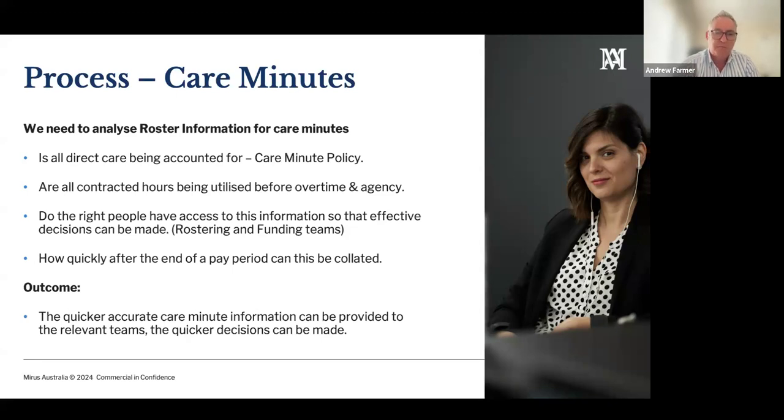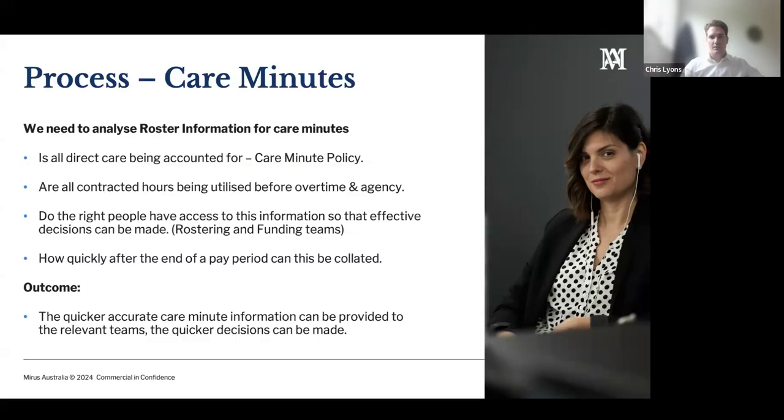Chris? Yeah, thanks, Andrew. So the first priority with this client was to ensure that all direct care was accurately accounted for and aligning with the most recent department guidelines. As you mentioned earlier, there were some changes late last year where those funding activities couldn't be counted, and little things like that continue to change within the guidelines, which we need to be up to date with. So this step involved verifying their current care minute policy and then using that data to provide a reliable benchmark for staffing levels.